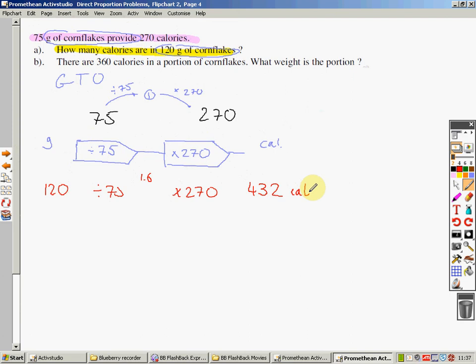Next bit of the question is here. There are 360 calories in a portion of cornflakes. What weight is this portion? Well, here we're given the end point again that normally comes out of the machine here. So I need to do a reverse machine for that one. And in this case, I'll write it underneath here.